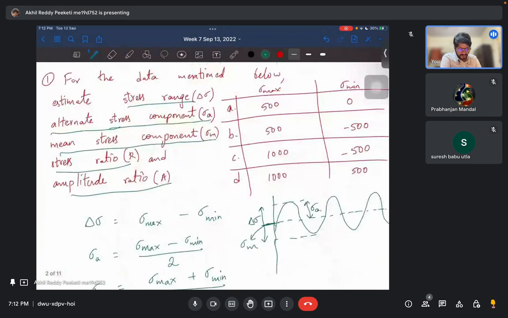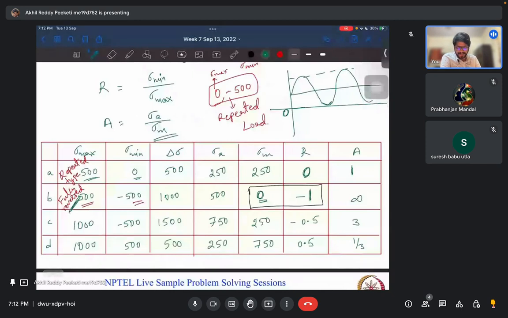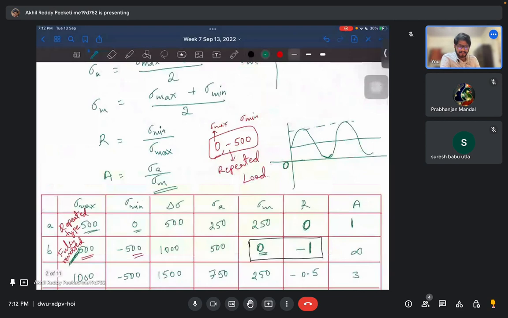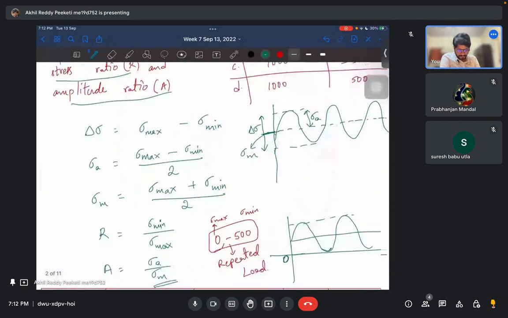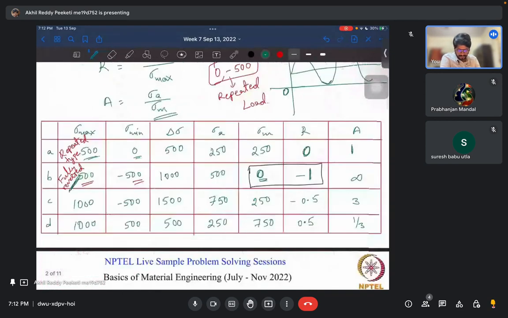Like let's say you are given R and A or sigma A and sigma M. How will you get sigma max and sigma min? All those you can get from these relations. Okay. So hopefully this is clear. We'll move on to the next question.